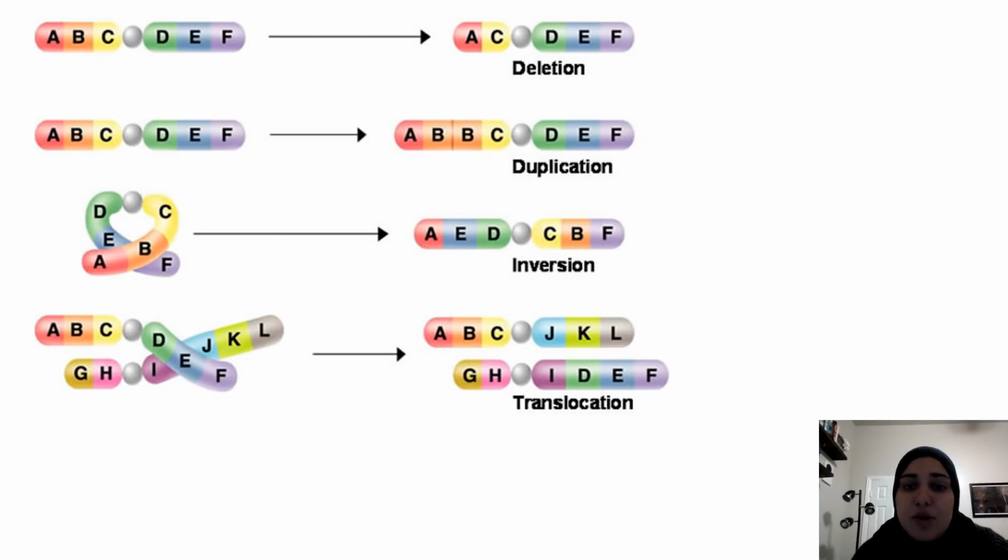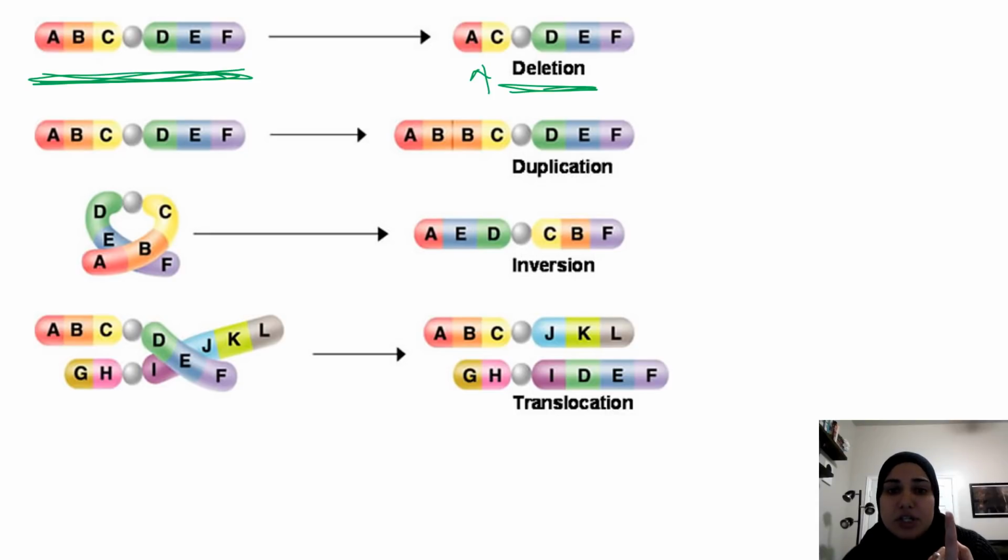Alrighty, sometimes my chromosomes can have mutations. This is the original DNA that I wanted, the original chromosome. I wanted it to be in this order, A, B, C, D, E, F. In a deletion of my chromosome, obviously I deleted the letter B. Now, am I actually just deleting one letter? No. Here in this picture, I'm actually deleting a whole chunk of DNA.